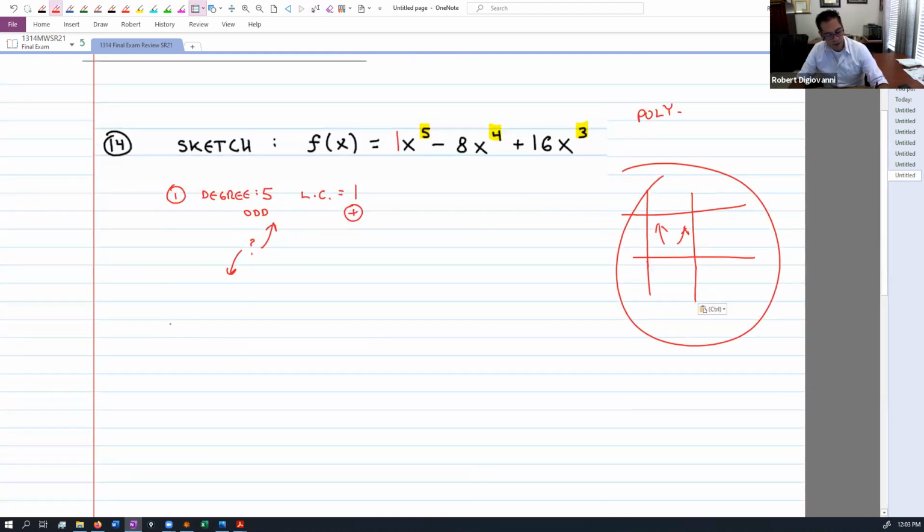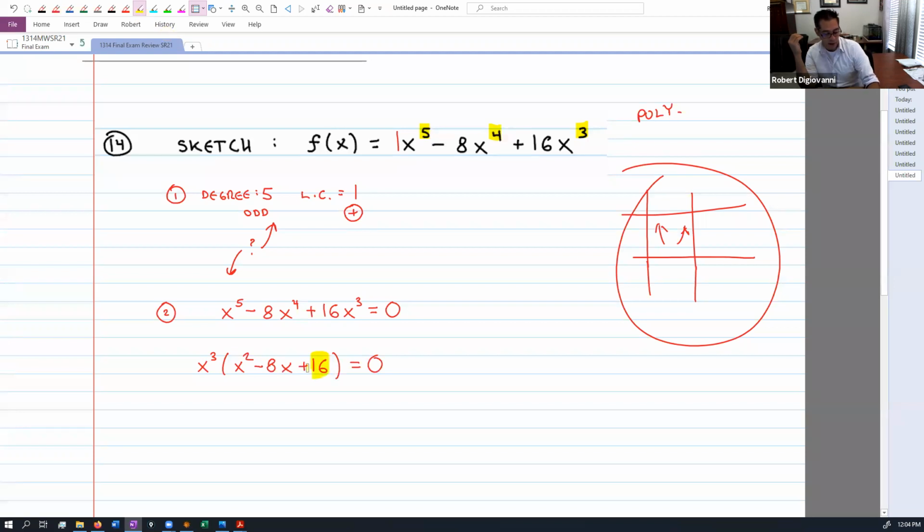Okay, now the next step is the X-intercepts, and then we also have to figure out whether or not we bounce or cross. So I'm going to take the original function and set it equal to 0. You should always start here with a GCF, so I can pull out an x cubed. I'm left with x squared minus 8x plus 16. And now I want to try and factor this.